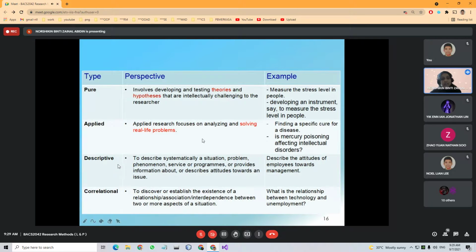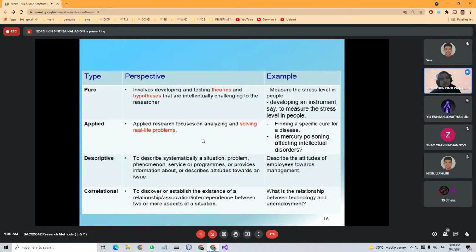And then descriptive. Descriptive is research that you conduct to describe any phenomenon or situation, because research is not only finding a solution. Research can be done to describe any situation or problem or phenomenon. That's descriptive.